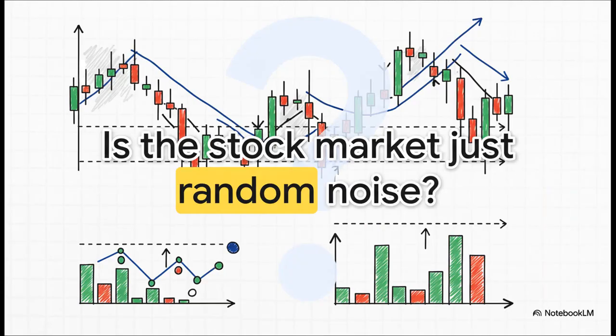And a lot of people really do think that's all it is. They see those jagged ups and downs and just think, wow, that's totally unpredictable. It's just noise. You've heard the phrase, right? A random walk down Wall Street. But what if it's not random? What if there's something else going on?